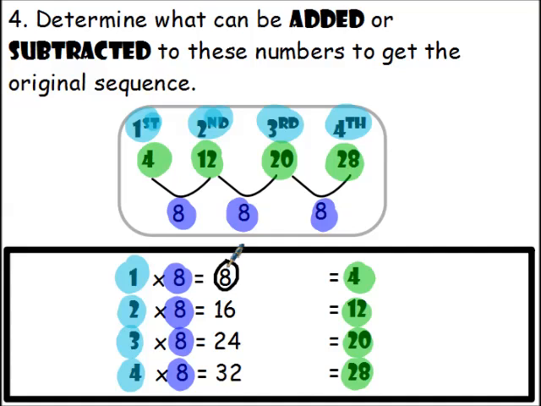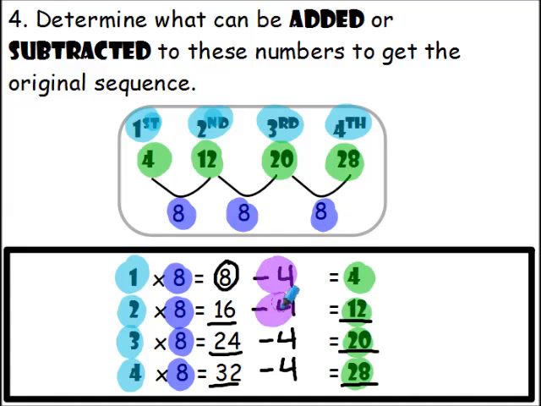What do we need to do to get from 8 down to 4? Well, we're going down, so we're going to subtract. And how many will we subtract? 4. To get from 16 to 12, we need to subtract 4. From 24 to 20, we need to subtract 4. And from 32 to 28, we need to subtract 4. So here, each time, we're consistently subtracting 4.